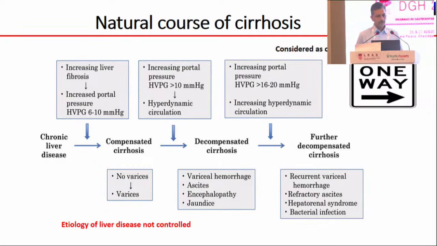This is a stage where patients start having ascites and development of varices, and if the etiology persists and we do not treat this type of patient, they become decompensated, in the sense that they may have a variceal hemorrhage, ascites, encephalopathy. Jaundice is plus minus under decompensation, and they may have further infection, and we call them further decompensated cirrhosis. So this is the natural course, and we consider it one way if we do not treat the primary basic pathology of the liver disease.